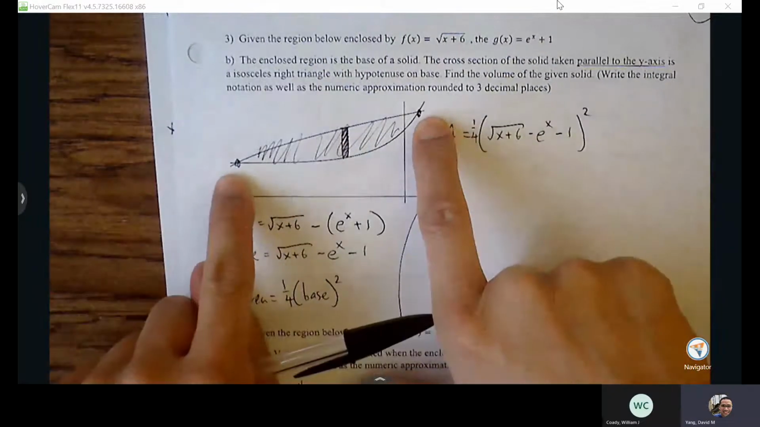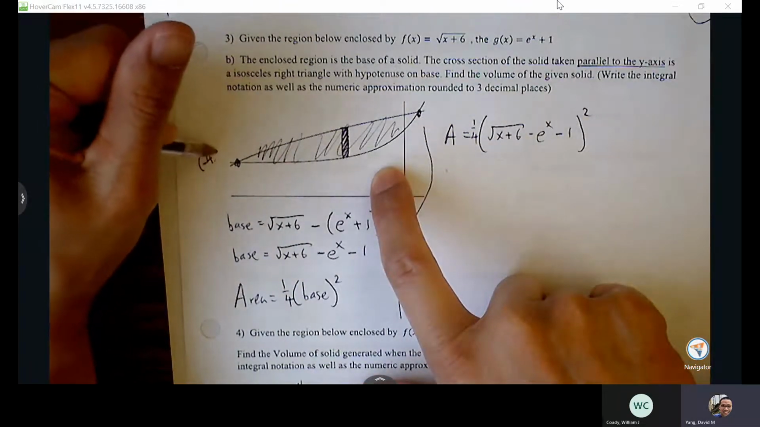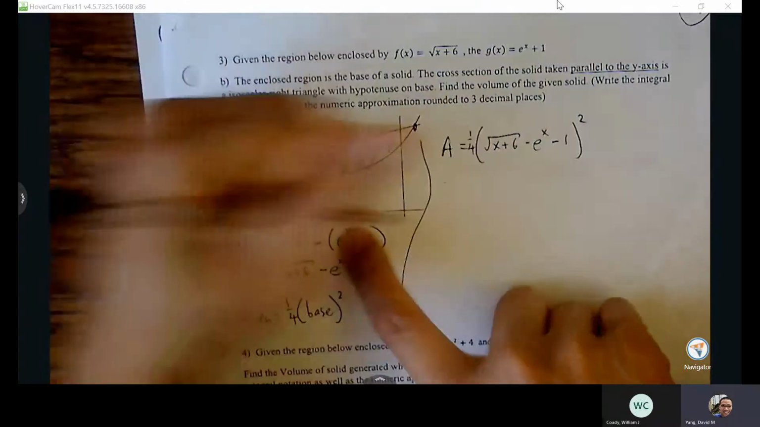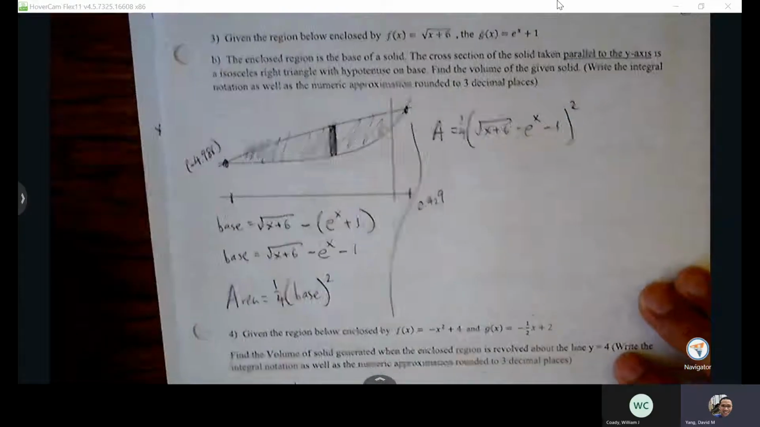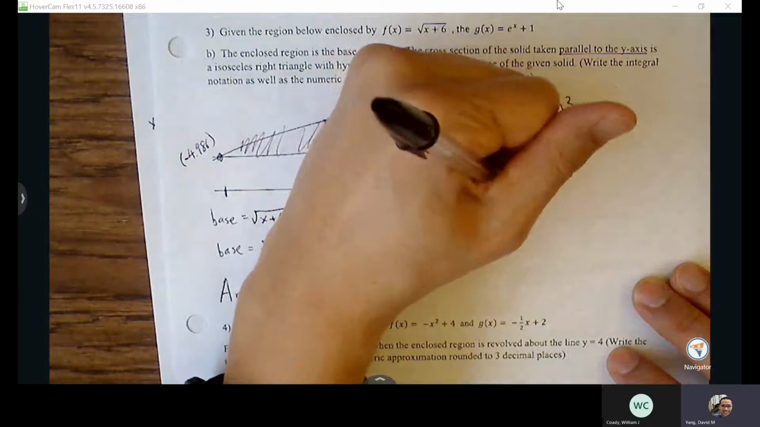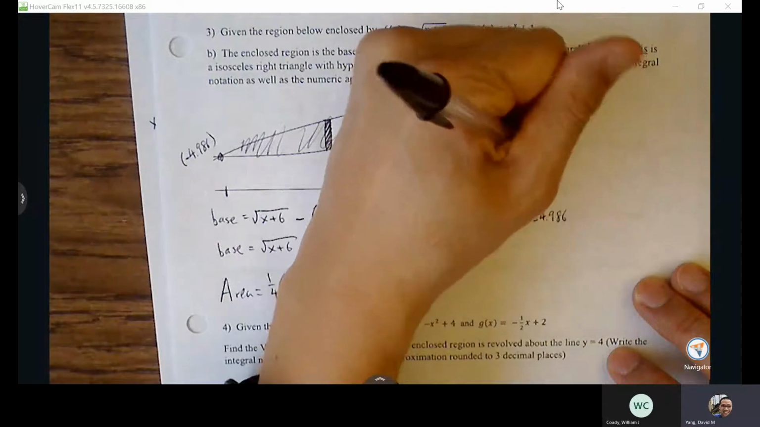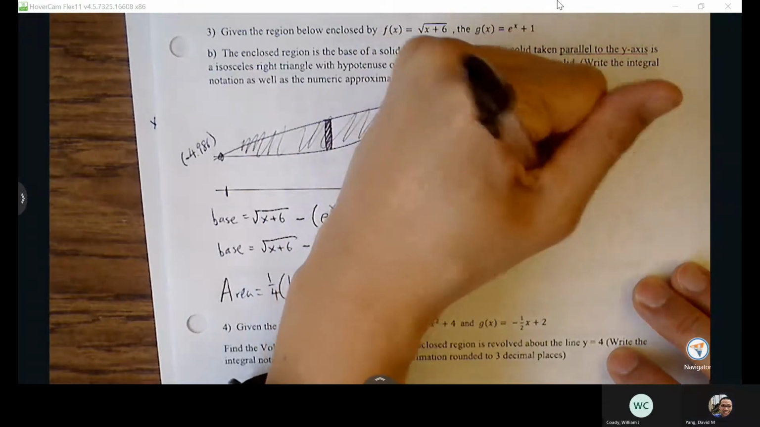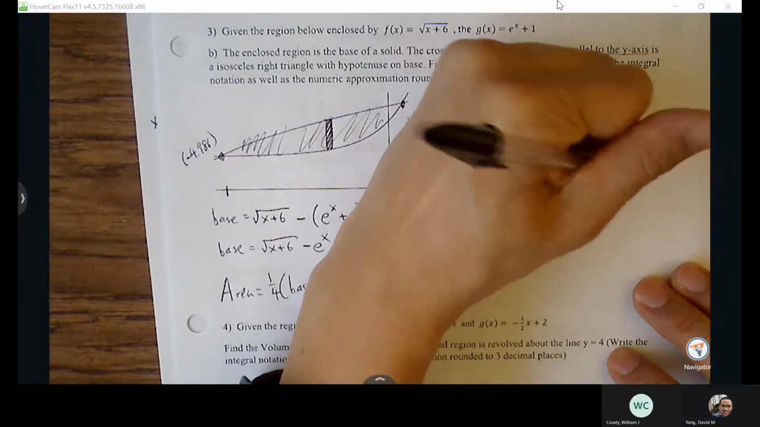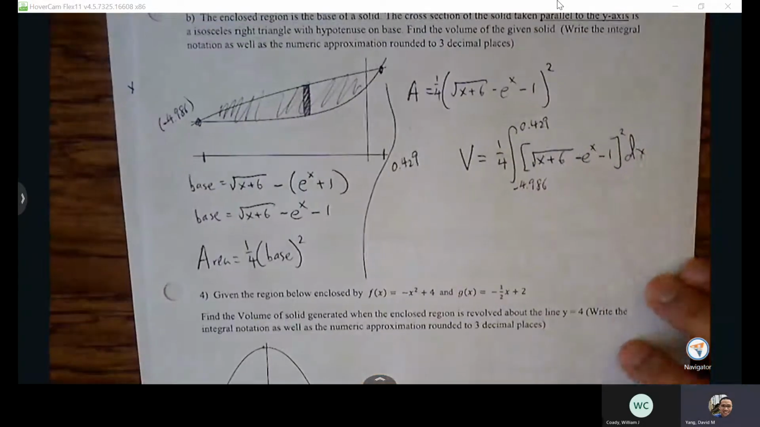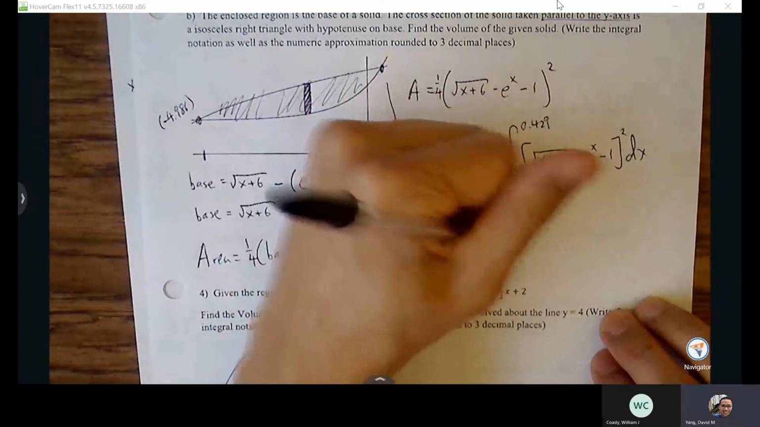Top minus bottom, so we only care about the x values at these intersections. No pi, no rotation, okay? Just enter all that in the calculator.